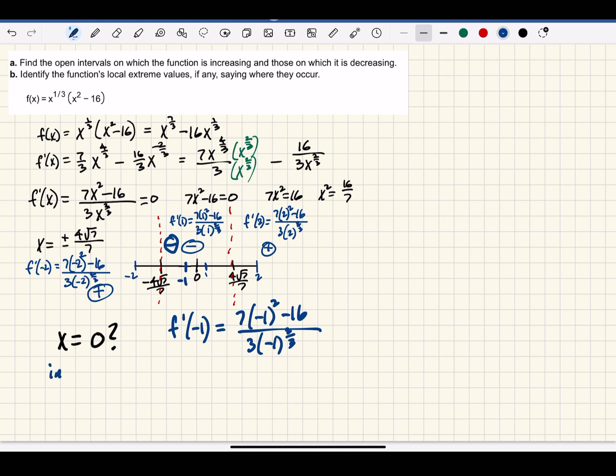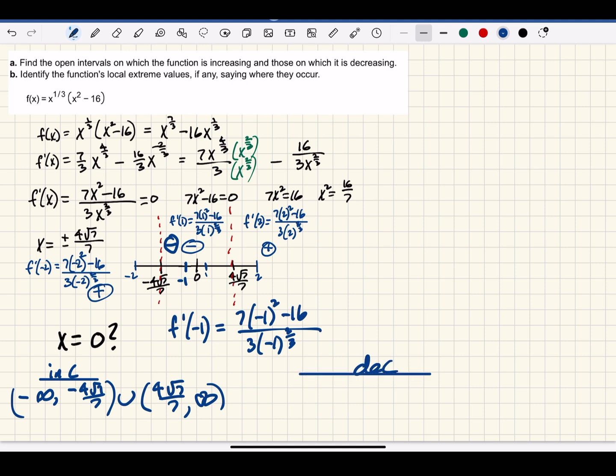We would say that it is increasing on the interval -infinity to -4√7/7 union 4 times the square root of 7/7 to infinity. It is decreasing on the intervals -4 times the square root of 7/7 to 0 union 0 to 4 times the square root of 7/7.